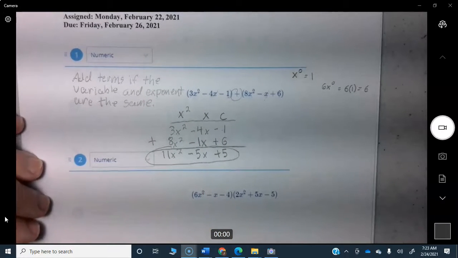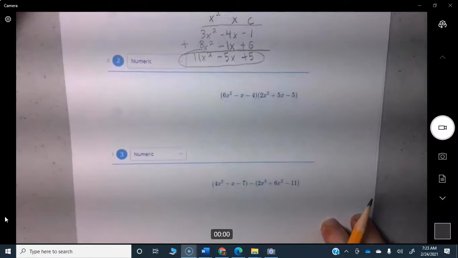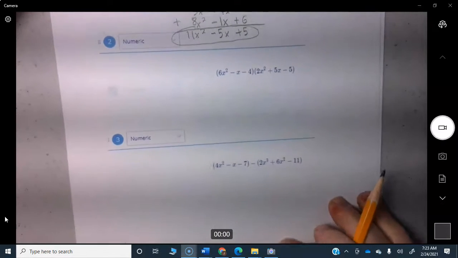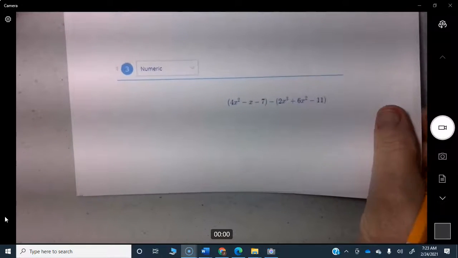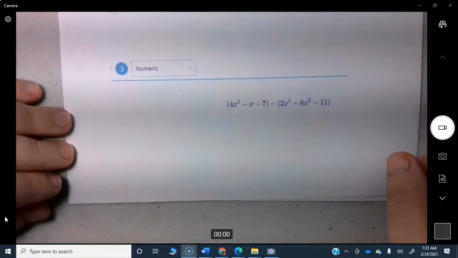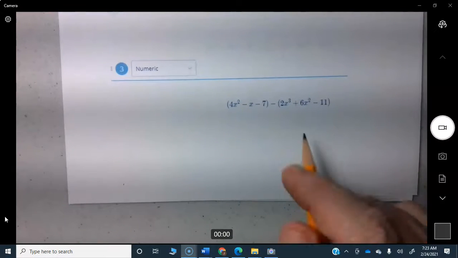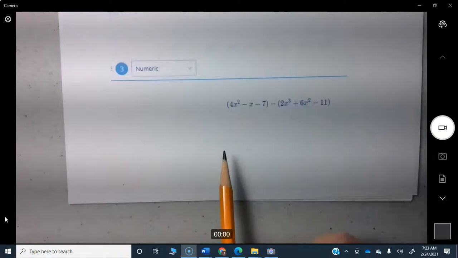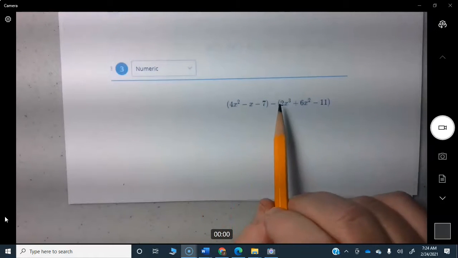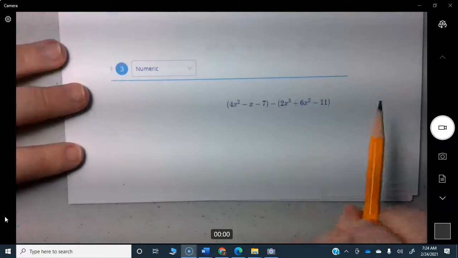Okay, all right, let's do the next one. Tell you what, I'm going to skip to 3. Let's do a subtraction. Since we just did an addition, let's do a subtraction. And it's the same principle. You should make up columns. You can only add it if the variable and the exponent are the same. Subtraction adds just one little twist, and I'll show you what that is.